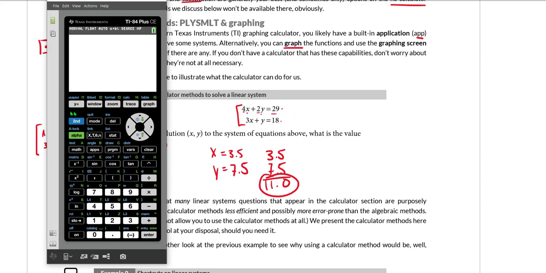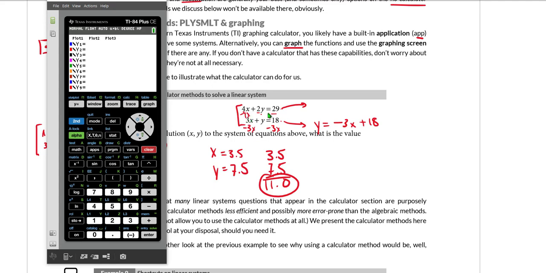So remember that if we want to graph lines, we have to have our y isolated on one side of the equal sign, which means we need to rearrange both of these equations into slope-intercept form. The second equation, much easier to do. Just subtract the 3x from both sides, and we get that. First equation, a little bit more work to do.